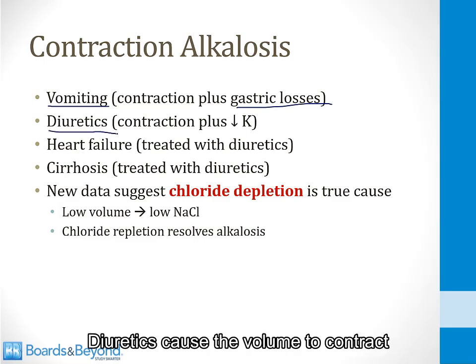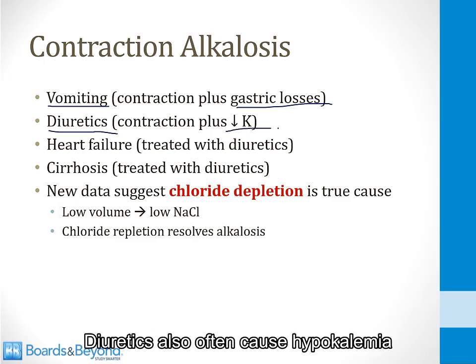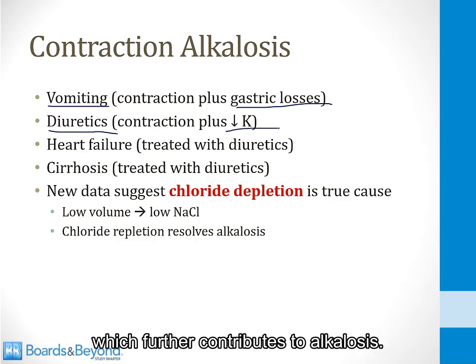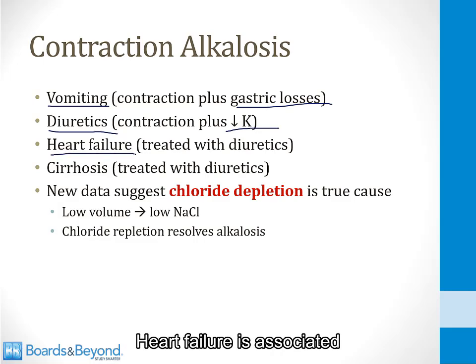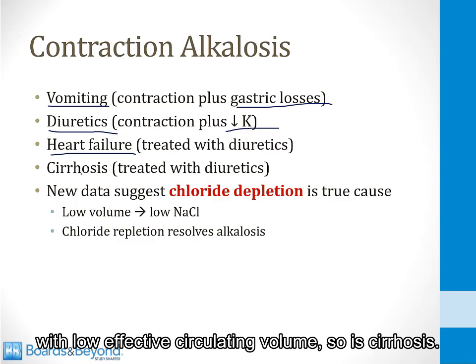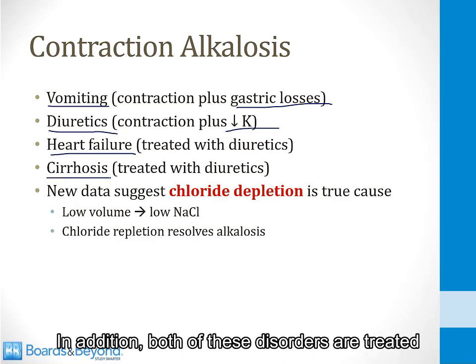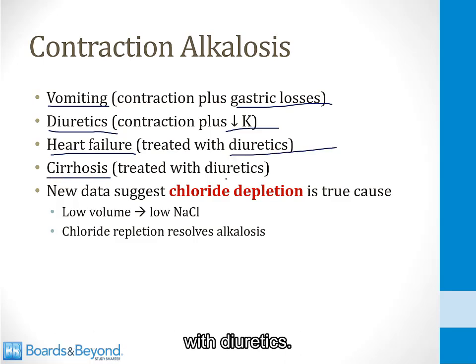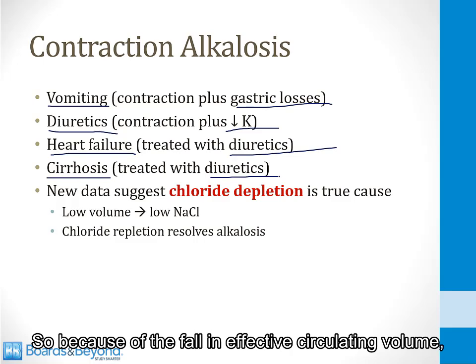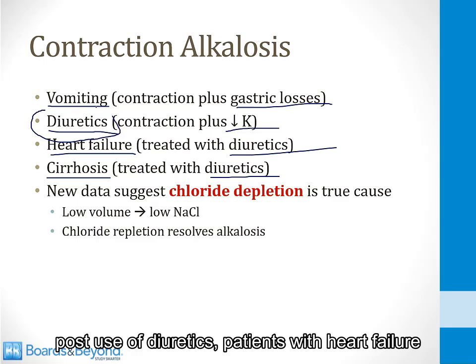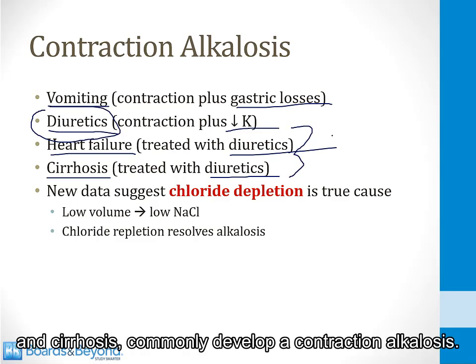Diuretics cause the volume to contract, and that can cause an alkalosis. Diuretics also often cause hypokalemia, which further contributes to alkalosis. Heart failure is associated with low effective circulating volume, so is cirrhosis. In addition, both of these disorders are treated with diuretics, so because of the fall in effective circulating volume, plus the use of diuretics, patients with heart failure and cirrhosis commonly develop a contraction alkalosis.